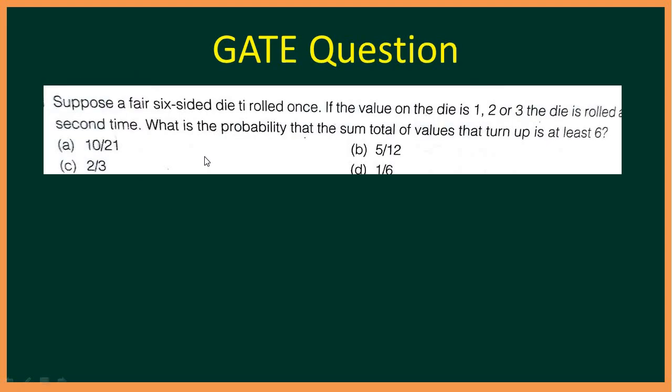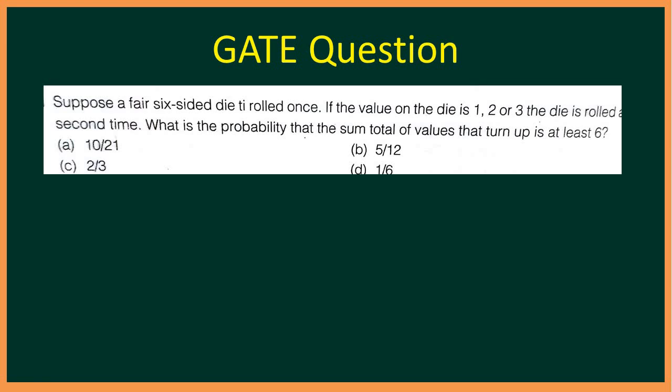Now let's see some other question. Suppose a fair six-sided die is rolled once. If the value on the die is 1, 2 or 3, then the die is rolled a second time. What is the probability that the sum of total values that turn up is at least 6?